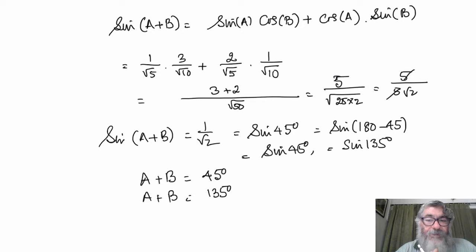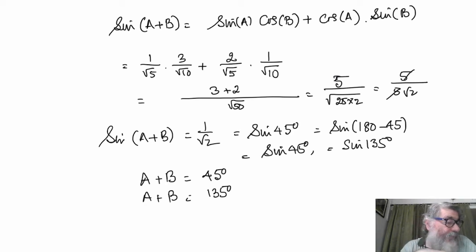90 plus 45 is 135. Even other angles can be added and make it 135. So there are two possibilities: A plus B is either 45 or 135.